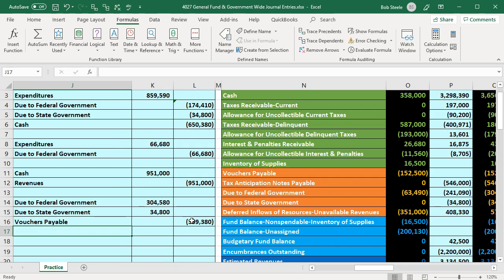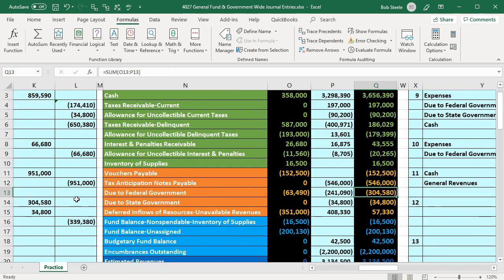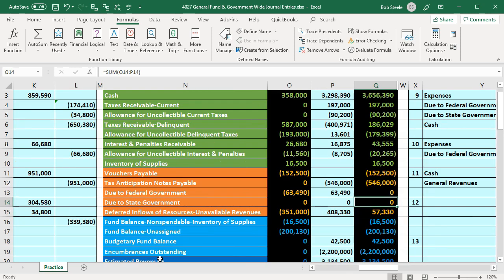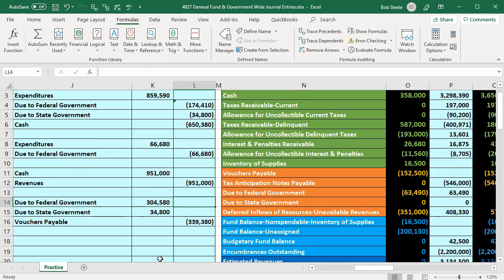We have the voucher payable. So there we have it, and let's post this out. We have the due to the federal government right here. We are in cell P13. We're going to double click on that, go to the end of it, plus, put the cursor back down, and then pick up that 304,580. Then we have the due to state government, in cell P14. Double clicking on that item, plus, and then we'll put the cursor back down on the 34,800 and enter. So those amounts go down to 0, and we're going to move that up to the voucher payable. Voucher payable in P11 equals, scrolling back down, the 339,380 and enter.